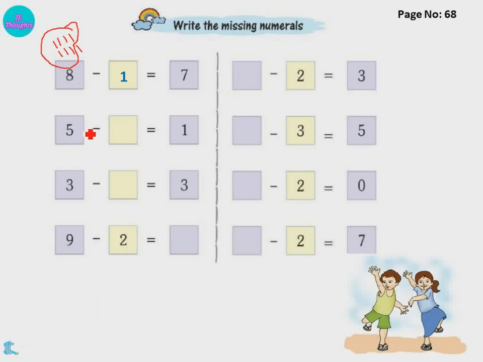Similarly, the next one. Put 5 lines. 5 means 1, 2, 3, 4, 5. I have to remove something. So the answer is 1. So circle 1. So how many lines are left out? 4. So the answer is 4. From 5, if I remove 4, then I will get 1.